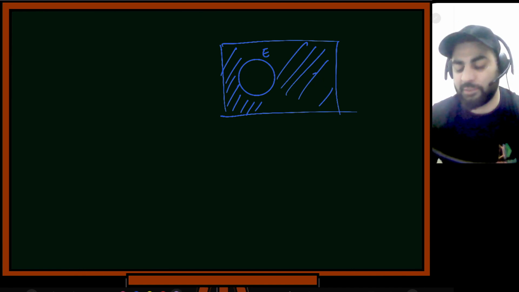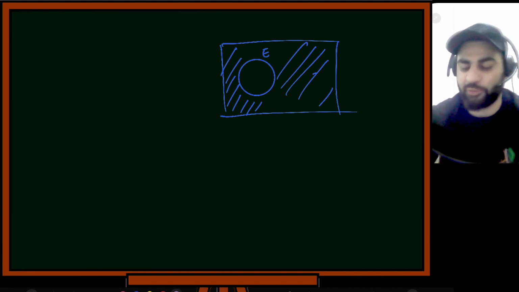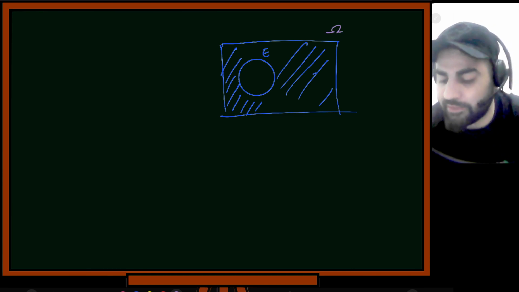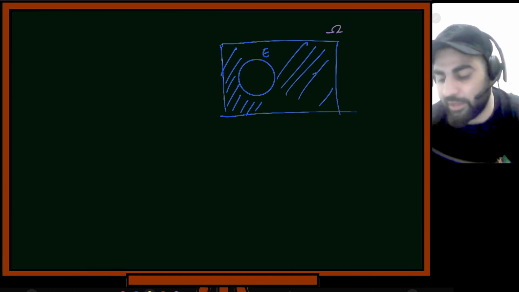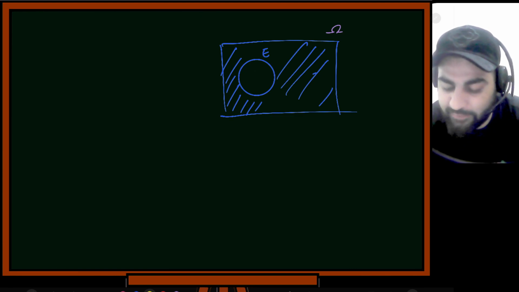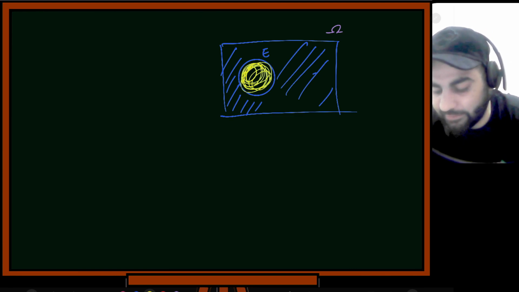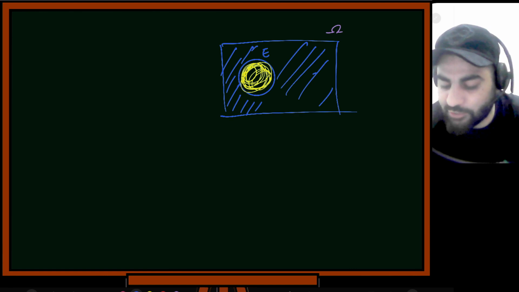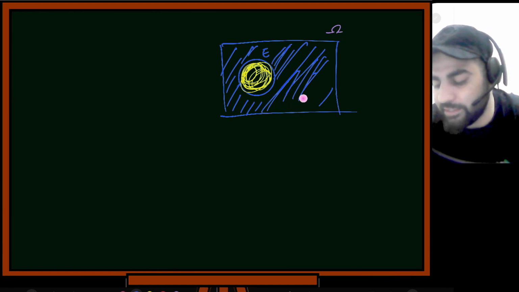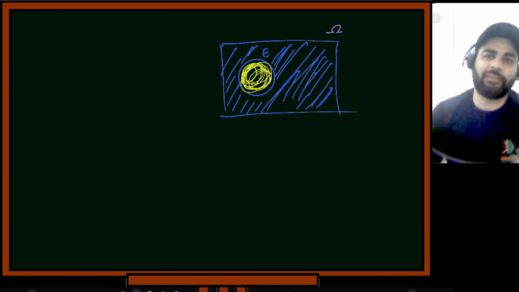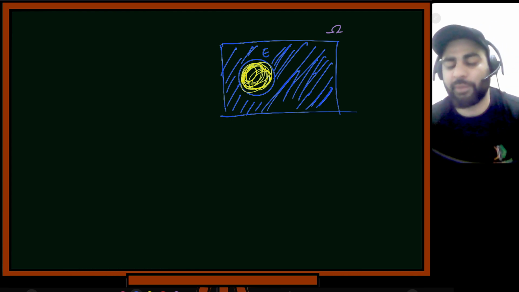So complement means what is not there. This is our sample space. We'll denote it by omega. Here this portion is our event E. Whatever is outside this E is called E complement. Complement by definition means that it should not be present within the E.